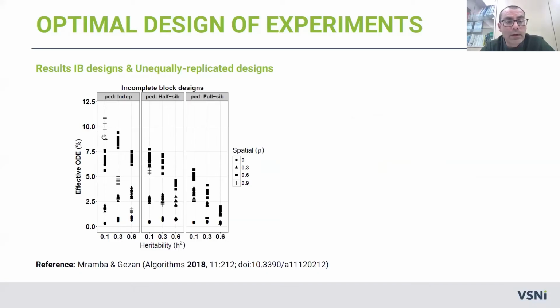What you can see here is that from the original design, if you start optimizing, you can get up to around 10% better design, which is 10% better A optimality. So a reduction of the confidence intervals of around 10% by re-randomizing the design, particularly for cases with high correlation, low heritability and no relationships. As the correlation goes down, then you have less to gain from rearranging the experiment, for either heritability.